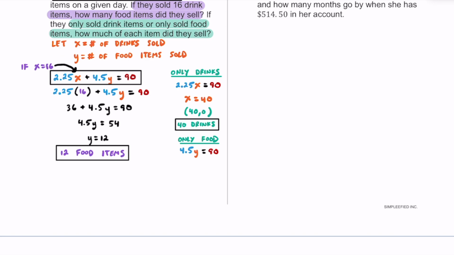Now, if you take this 90 and divide that by 4.5, the cost of each food item, you're going to find out that y is going to be equal to 20. So if you're looking at that as an ordered pair, we basically said if x was 0, or we bought 0 of these drinks, then you would have to be selling 20 of these food items to make that $90. So if they made $90 from just selling food, they must have sold 20 of those food items. All right, let's check out a third example.